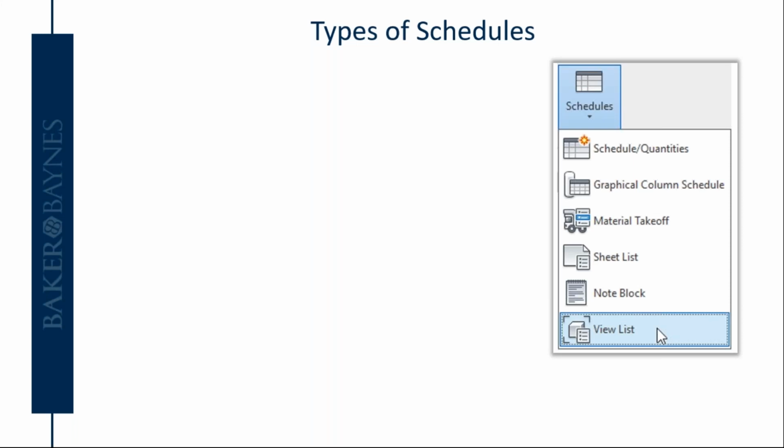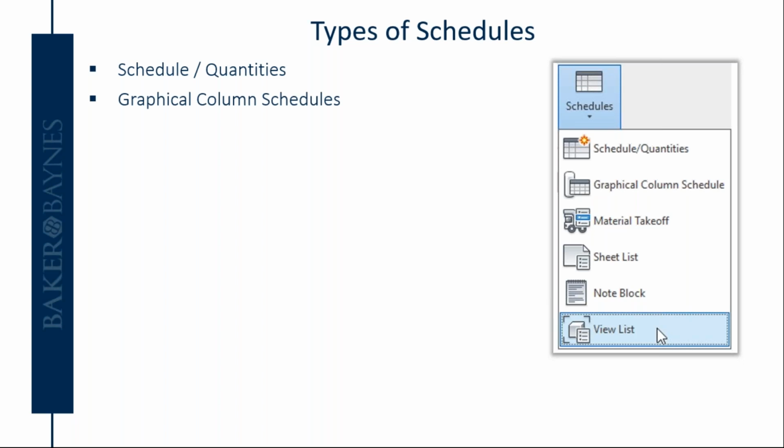The types of schedules you would find when you go to the View tab and then drop down on the Schedules tab. These are the different kinds that are available. The one that is most commonly used is schedule or quantities. That is when you want to create a schedule for beam elements or door elements or conduit, ducting, or basically anything that you need to present on a schedule for ordering and construction purposes.